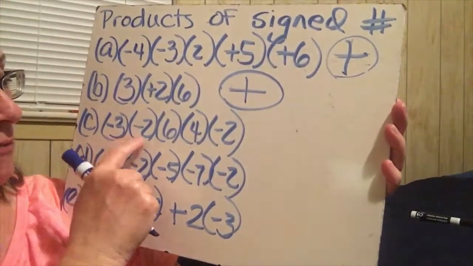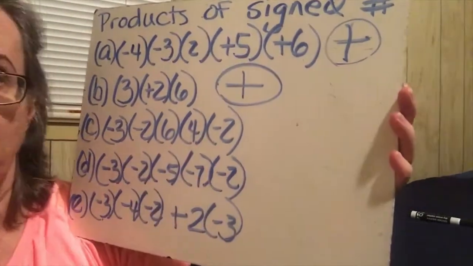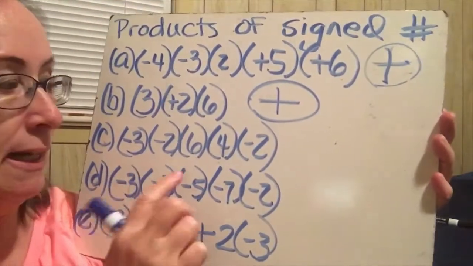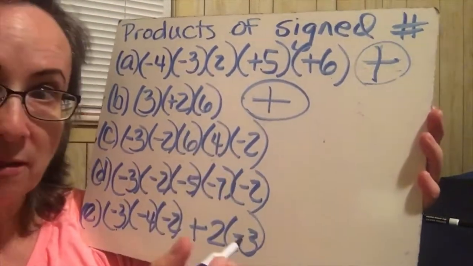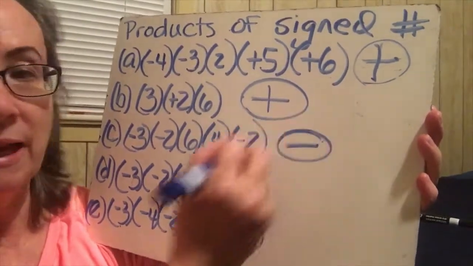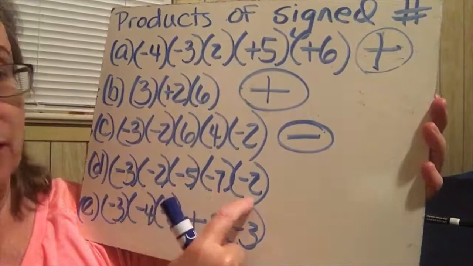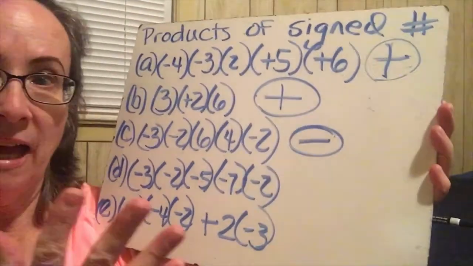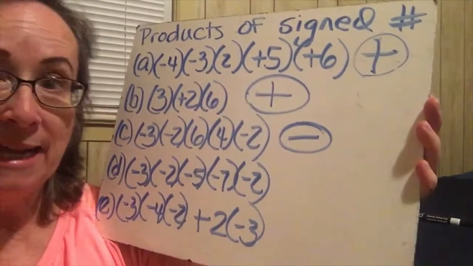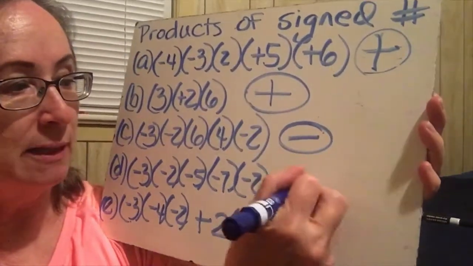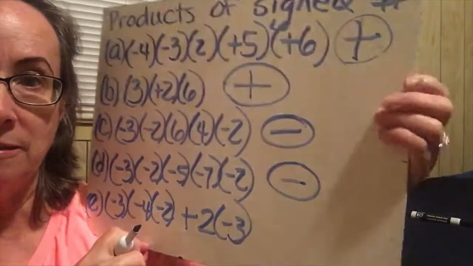Here we have a negative, negative, positive, positive, negative. So altogether we have 3 negative signs, and 3 is odd, so we're going to wind up with a negative result. Negative, negative, negative, negative, negative. There are 5 negative numbers. 5 is an odd number, so we will end up with a negative result.